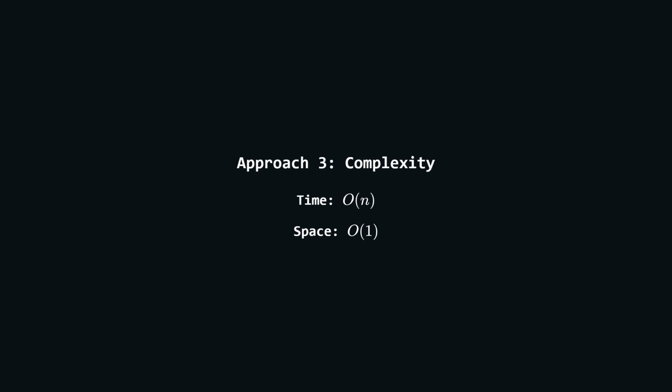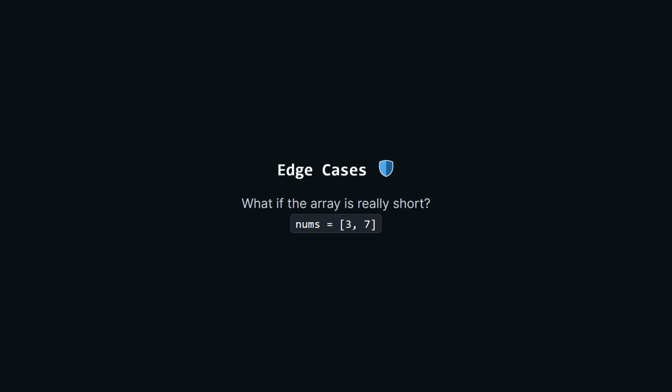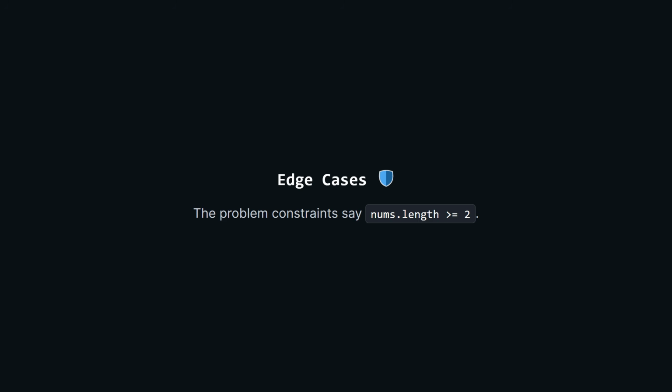Since we only look at each number in the list exactly one time, our time complexity drops down to big O of n. This is the fastest possible approach. And we only use two variables, so space is order 1. You might wonder about edge cases, like, what if the list is incredibly short? Luckily, the problem rules guarantee that the list will always have at least two numbers, so our trackers will always find two values to work with without crashing.